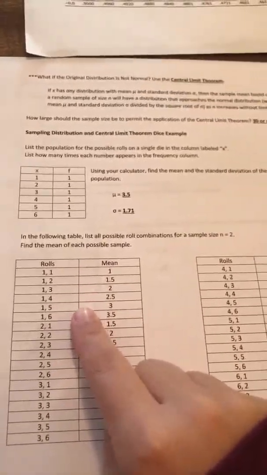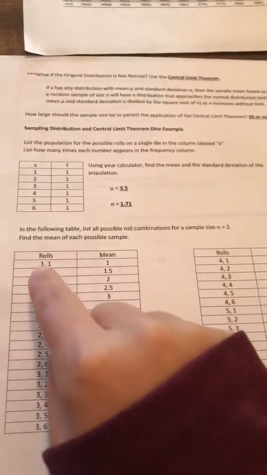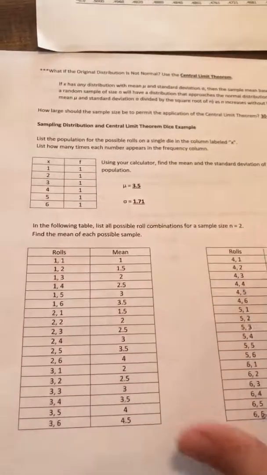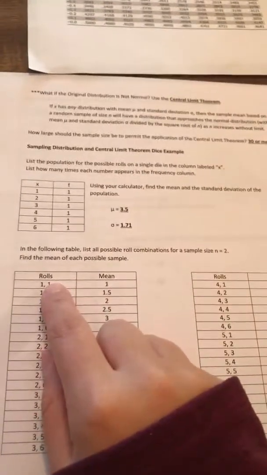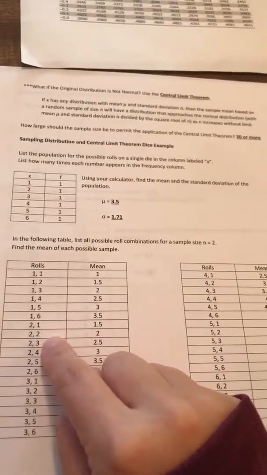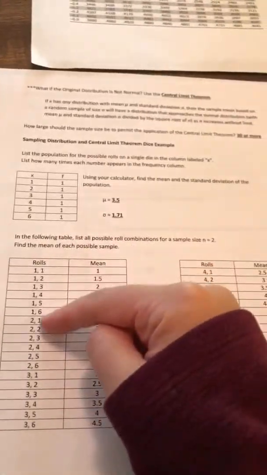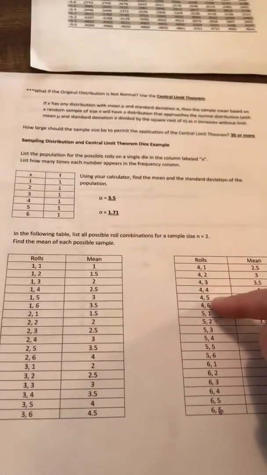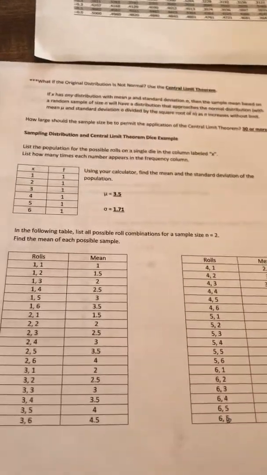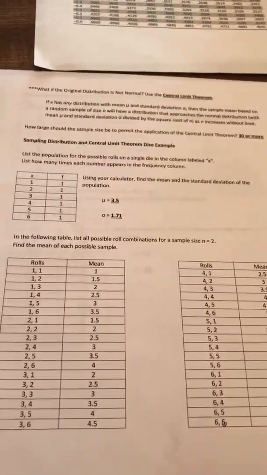So if you're going to roll 2 dice, this is just listing all possible combinations. You could have a 1 and a 1, a 1 and a 2, a 1 and a 3, and so on. You could have a 2 and a 1, a 2 and a 2, a 2 and a 3, and so on. So if you ignore the means for a second, you have all these possible combinations if you roll 2 dice.